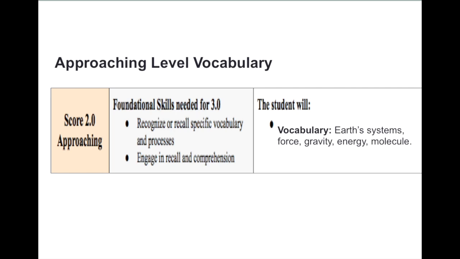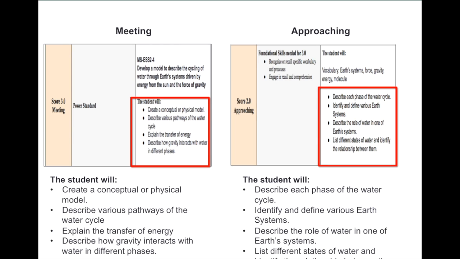The second part of the approaching level is the process that students must be able to recall and comprehend before being able to apply at the meeting level. I begin by looking at what students will do from my meeting level on the proficiency scale. From there, I unpack what the students needed to be able to do at meeting into skills that are scaffolded.